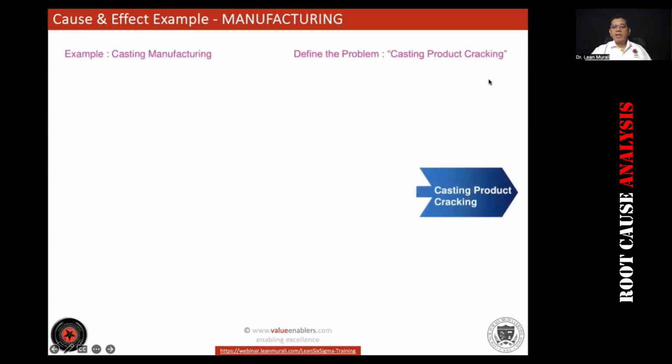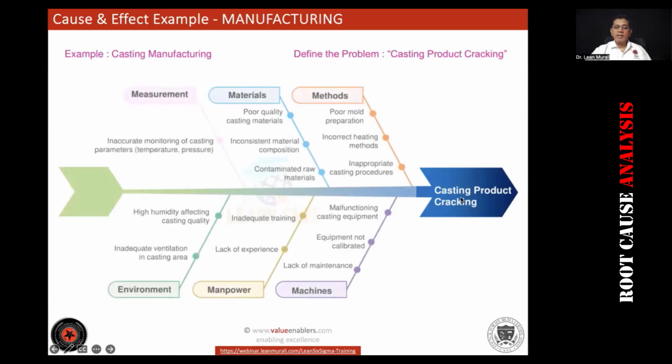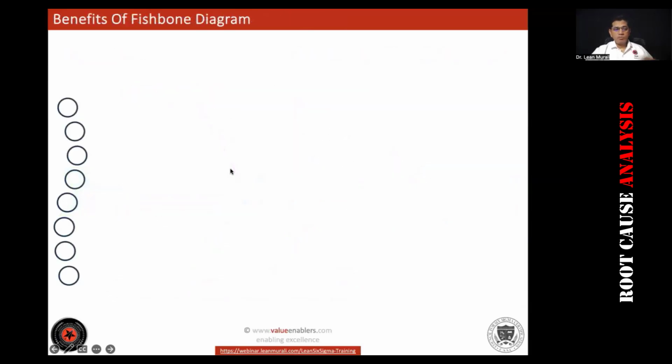Similarly, we can have a cause and effect diagram for casting product cracking. Again, you can organize under the 6 M's. For example, here: poor mold preparation, incorrect heating method, inappropriate casting, and so on. In manpower: lack of experience, inadequate training. In machines: lack of maintenance. Environment: high humidity affecting casting quality. Measurements: inaccurate measuring, monitoring of casting parameters. So this is one more example.